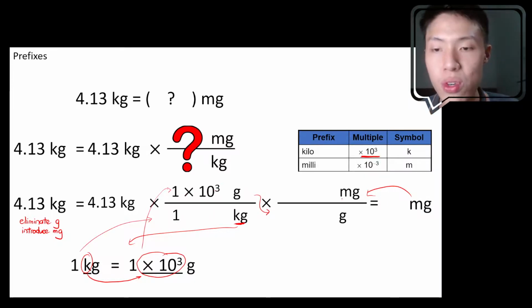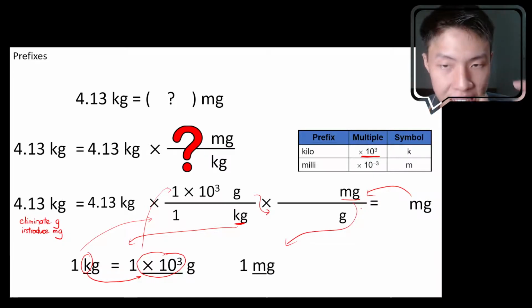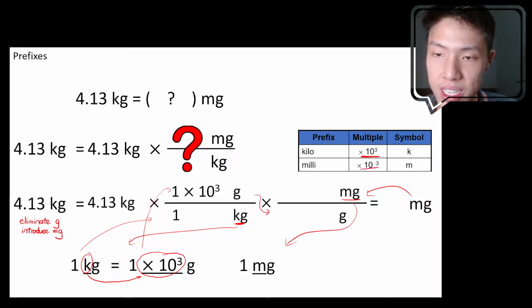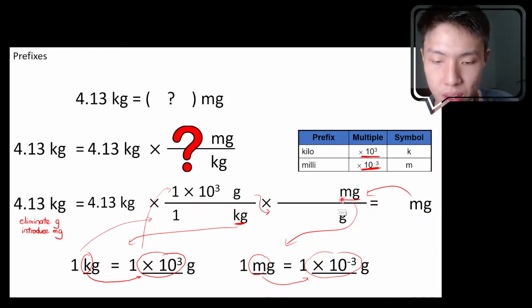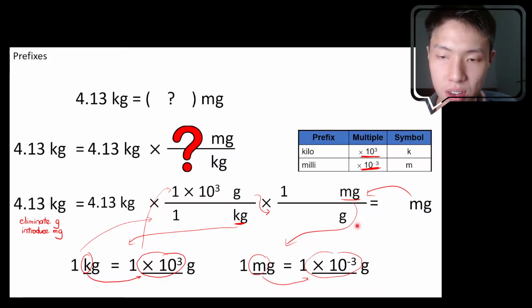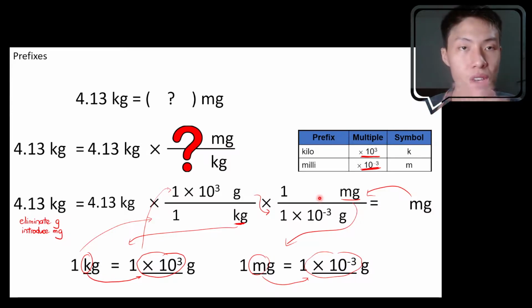Second fraction, what do we do? Again, take the unit with prefixes, bring it down. 1 milligram, convert it, replace the prefix with its multiple. If you look at this table, that's times 10 to the power negative 3. So we replace the milli with the multiple that it represents. Okay, so once done, mg, mg, so 1, 1. Gram, gram, so bring this, put it here. Okay, so we have filled in all the numbers already.